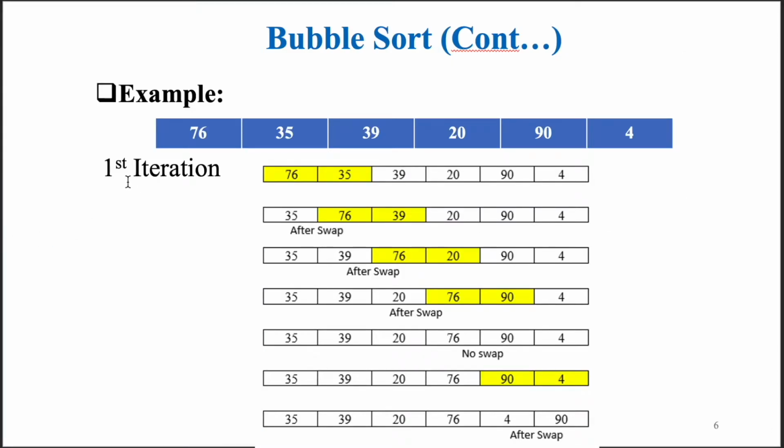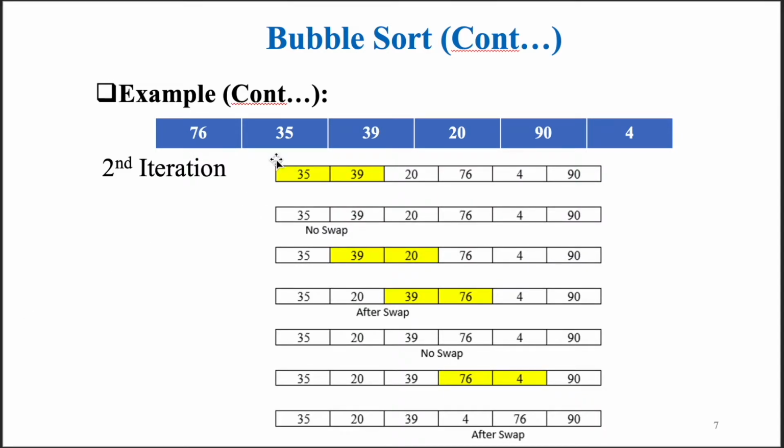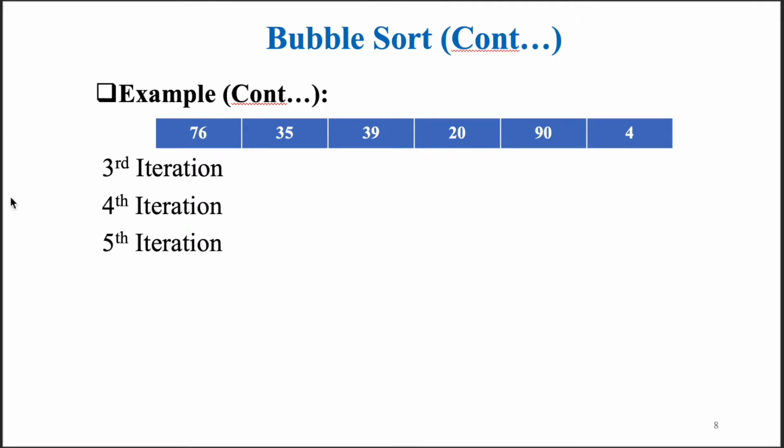After the completion of the first iteration, the greatest element, that is 90, should be in the rightmost corner. After the second iteration, the second greatest element, that is 76, should be in the second rightmost corner, and so on. After the third, fourth, and fifth iteration, this unsorted array will be sorted.